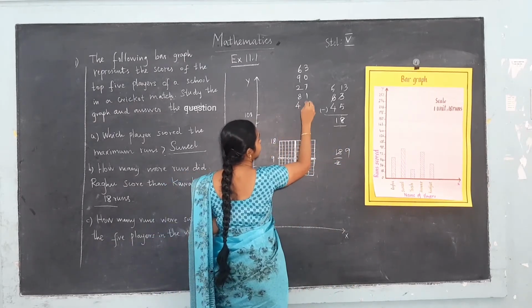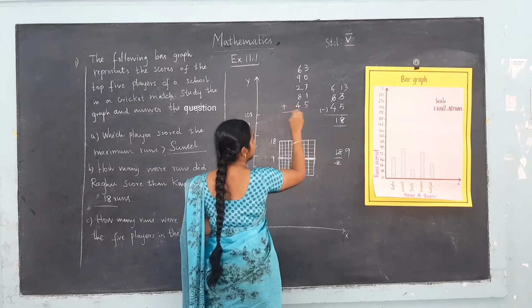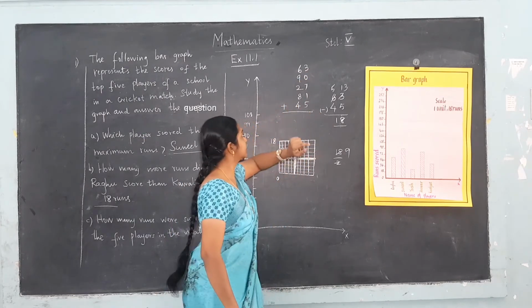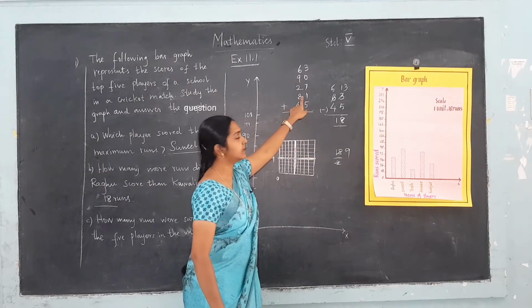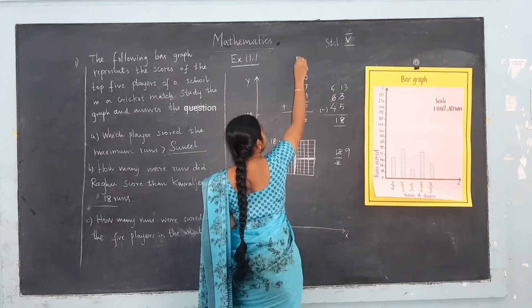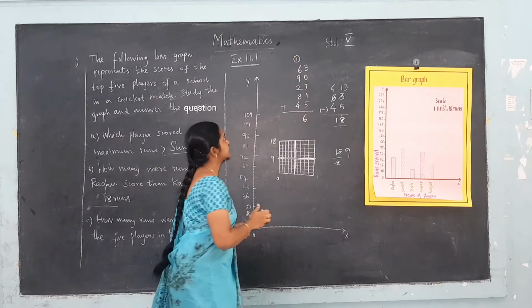45. We have already found that. Now add all these runs. 7 plus 3 is 10. 10 plus 1 is 11. 11 plus 5 is 16. Write 6 here. 1 is carried to next place.